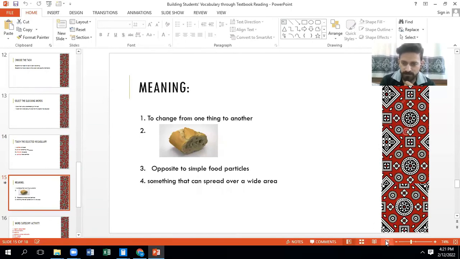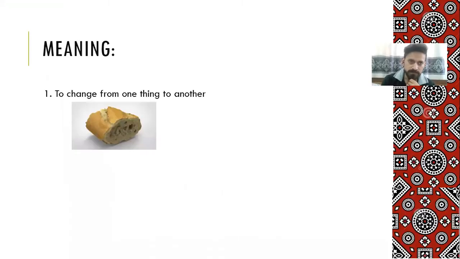Let's see the next. This time I don't show you the definition. Just show you the picture because it's a concrete noun. So what is it? Any ideas? You've seen the words actually there. A piece of bread. Good answer. Correct answer. A piece of bread. This is a piece of bread.